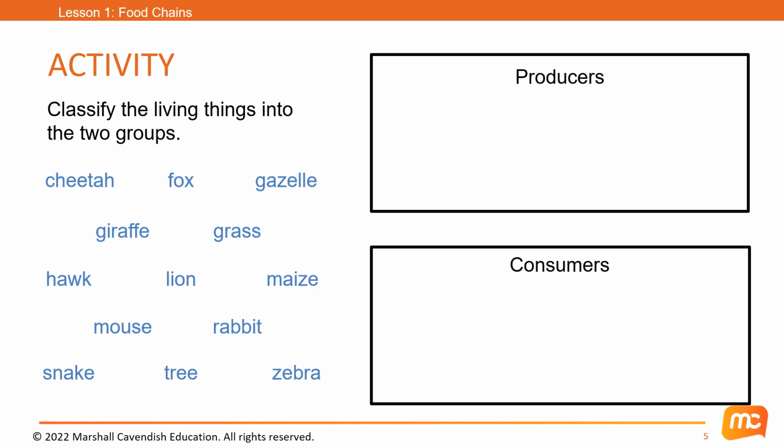Hawk. Which one is hawk? Consumers. Very good. Lion. Consumers. Good. Maize. Producers. Very good. Mouse. Consumers. Yes. Good job. Rabbit. Rabbit is consumers because rabbit eats the grass, okay? Or maybe eating the vegetables. Snake. Consumers, very good. And then producers, zebra. Consumers, very good. Now I think you're ready to go to the next slide.